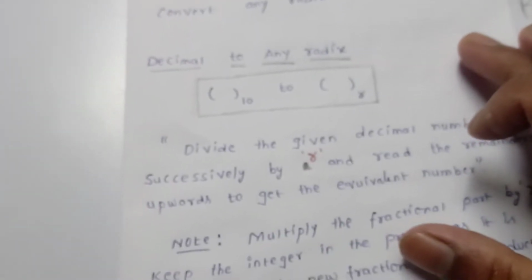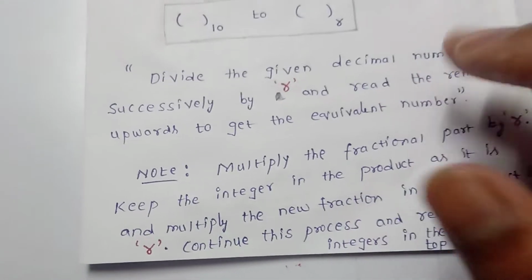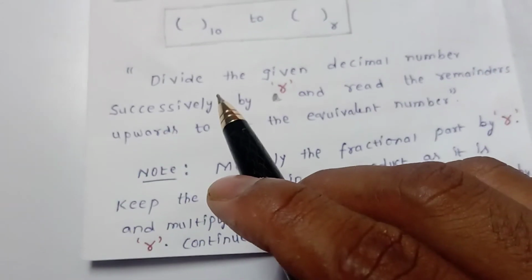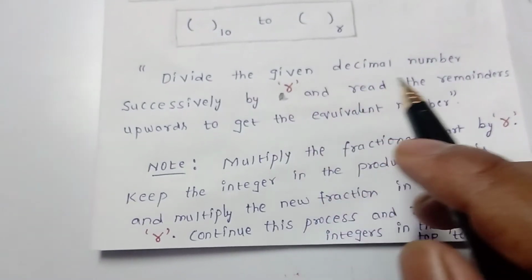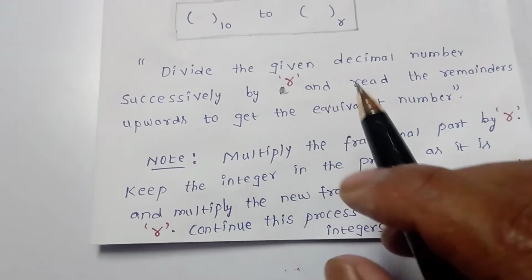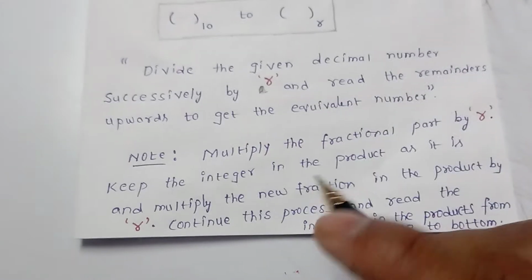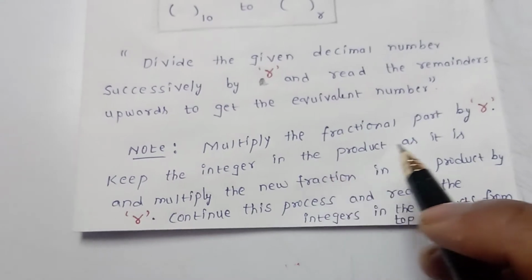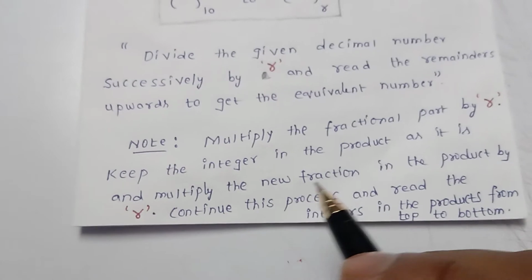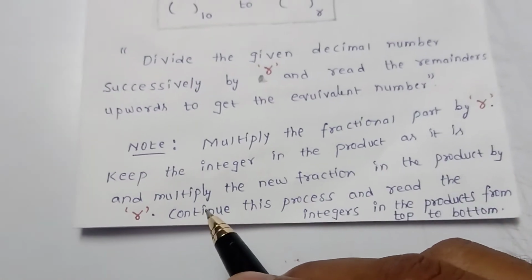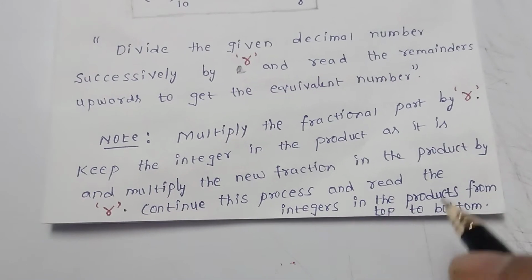In the last class, we saw the decimal to any radix conversion. Now, once again, I am just quickly recapping the definition. To convert decimal to any radix, divide the given decimal number successively by the given radix and read the remainders upwards to get the equivalent number. If it is a fraction, multiply the fractional part by the radix. Keep the integer in the product as it is and multiply the new fraction in the product by the given radix. Continue this process and read the integers in the products from top to bottom.